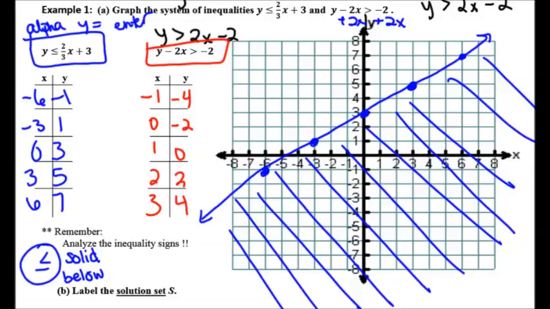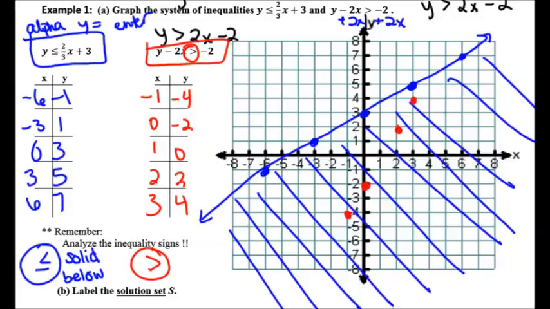The next one, okay, you should still be able to see the grid. Take a minute and start plotting the points there: (-1, -4), (0, -2), (2, 2), and (3, 4). Now again, I have to look at the inequality sign for this one.